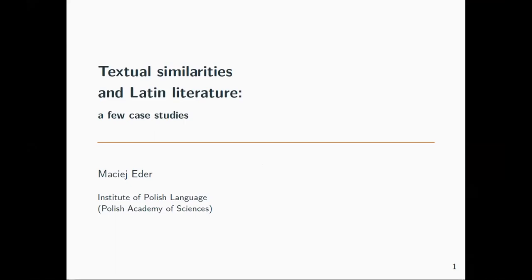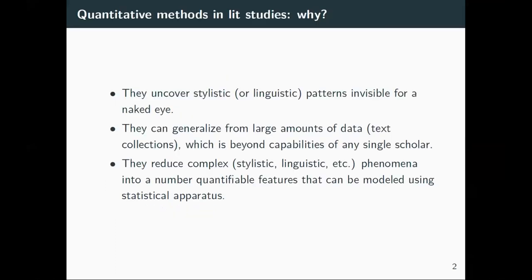So my talk will be about tracing textual similarities, which I'll restrict to stylometry, because textual similarities might be seen differently depending on whether you trace topic similarities, stylistic similarities, similarities between ideas, or intertextuality, as you know, patterns of text reappearing from one text to another. So why should quantitative methods be applied in literary studies?